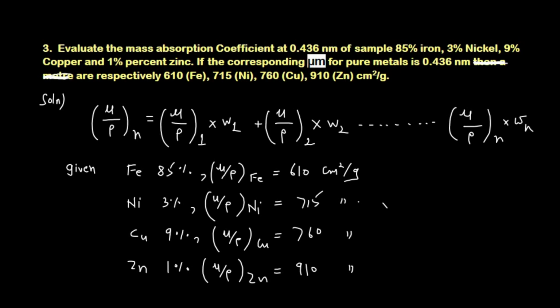Okay, mu by rho for the entire sample. So I'm writing sample here. First of all, we will calculate for the iron. Here you see, iron is 85%, mu is 610. So 85% is basically 85 by 100. We can write this 85% as a fraction.